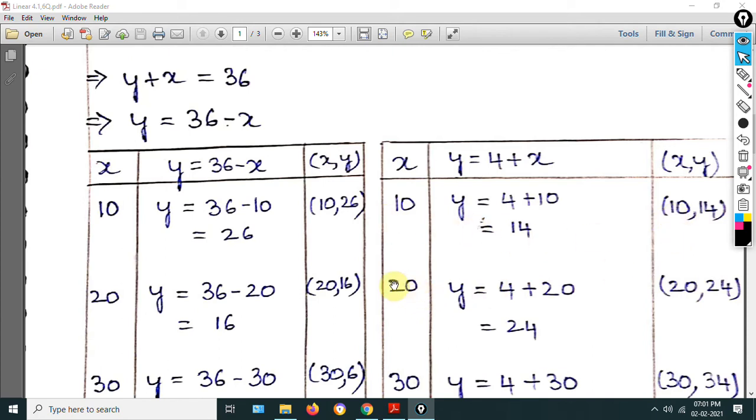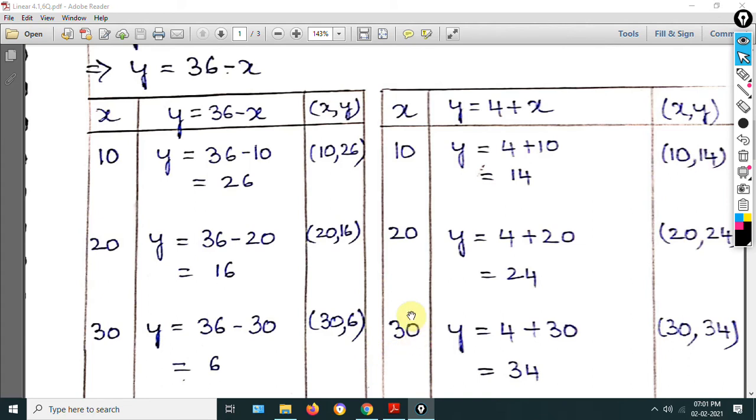Now I am taking 20 as x value. So y equals 4 plus x, 4 plus 20 equals 24. x is 20, y is 24. Next I am taking x value as 30. We can take any. Okay. y equals 4 plus x, so 4 plus 30 is how much? 34. So I took x as 30, y is 34. So 30 comma 34 we wrote.